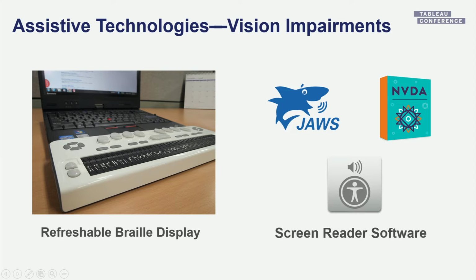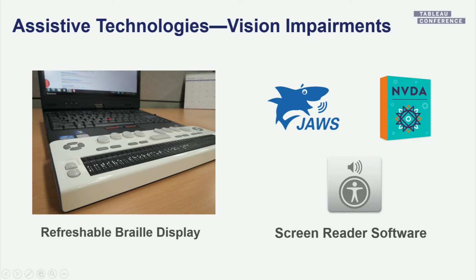On the left, we have what's called a refreshable braille display. Basically, it's a strip of pens that are able to form braille characters in response to text that's on the screen. And on the right, we have some logos for the most commonly used screen reading software. So this is software that reads to you the text that's on a screen.